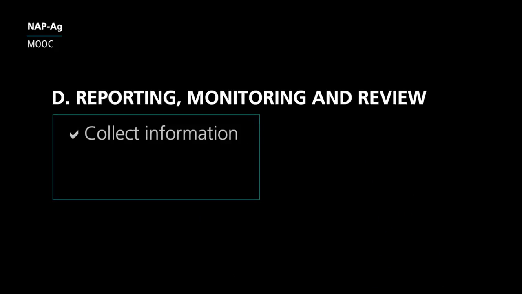Element D is about monitoring, reporting, review, and dissemination. These activities can be carried out throughout the NAP process. In element D, countries collect information on the NAP process, assess it through a national M&E system, and share outputs to report progress to the UNFCCC.